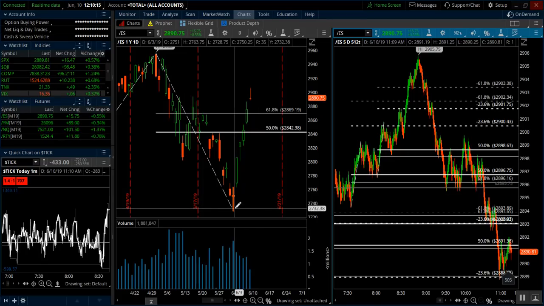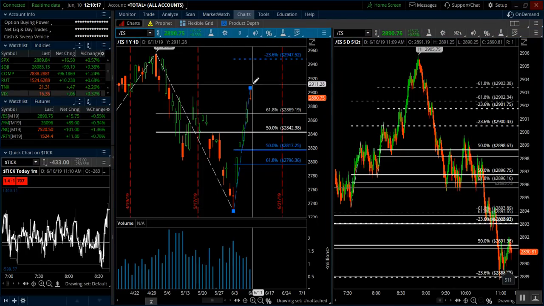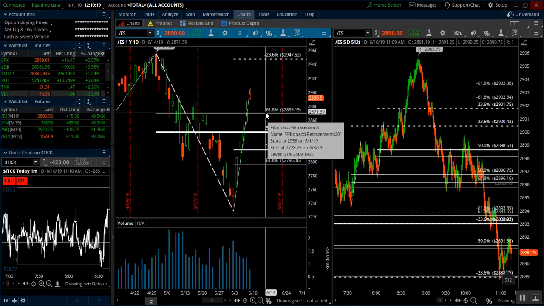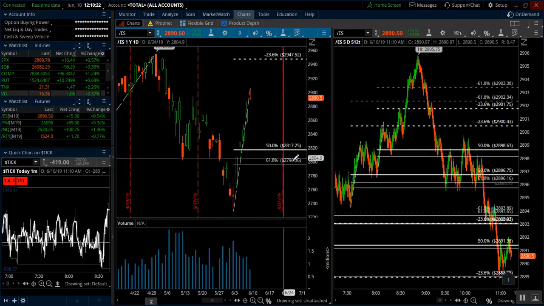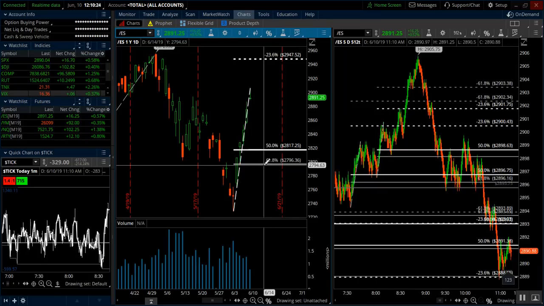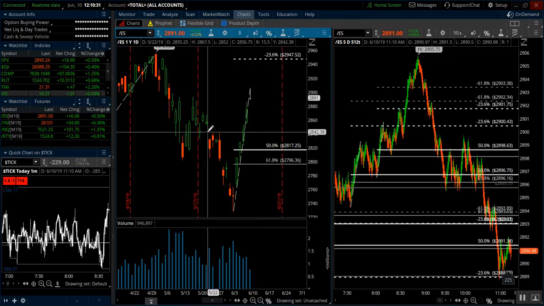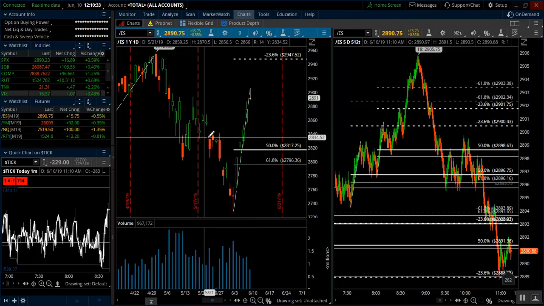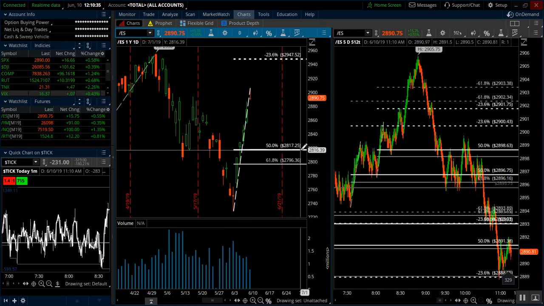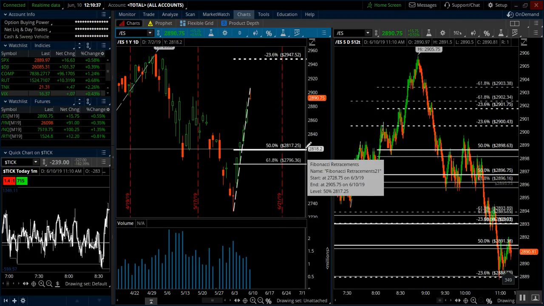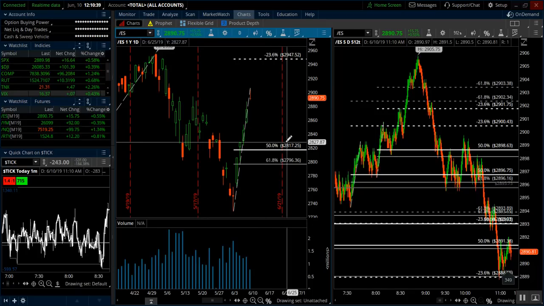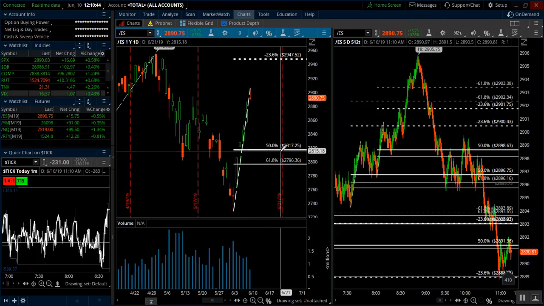But what I'm looking for is a pullback now to, 2800 might be a little bit of a stretch since we're all the way up here at 2900. But 2850 would be reasonable. We have some support back here. The 50% is down to 2817 and a quarter, using the current high from today. So somewhere in the 40-50 point range of a pullback is what I'd be looking for.